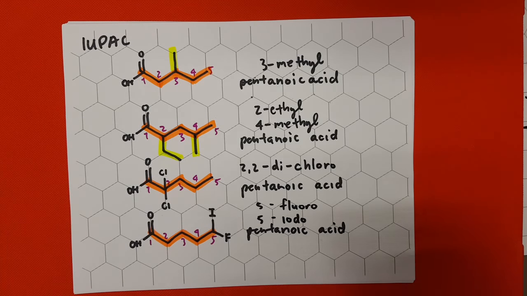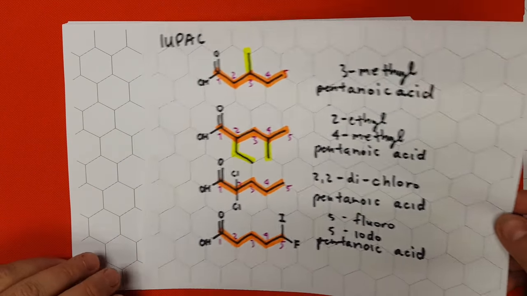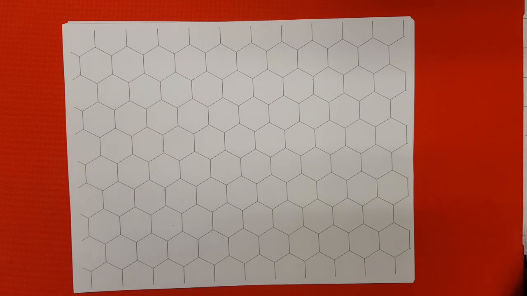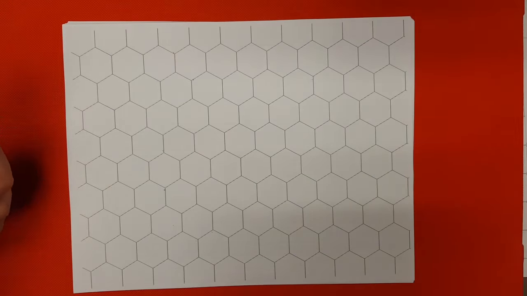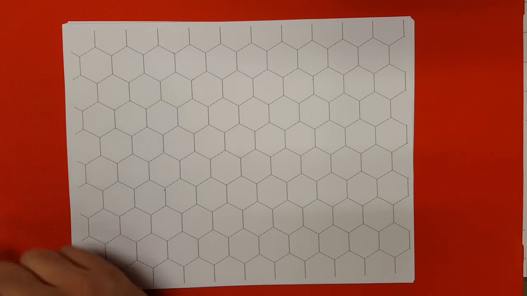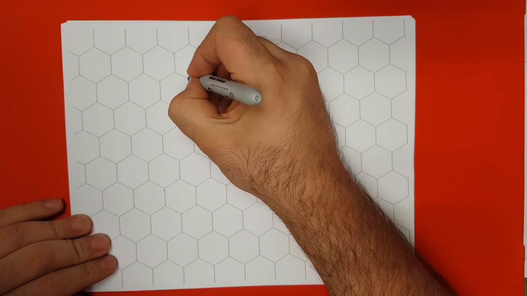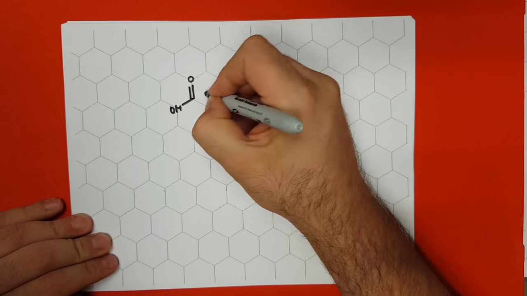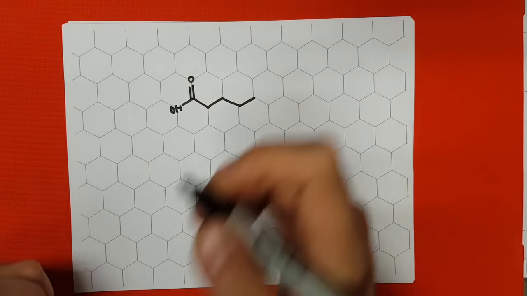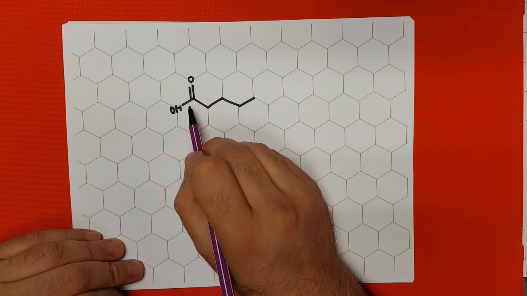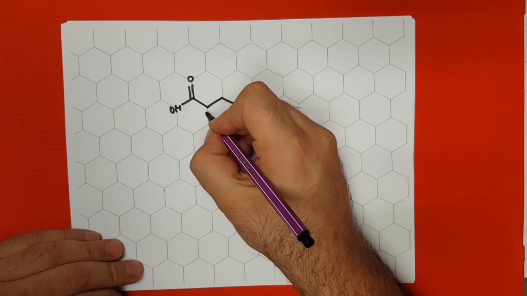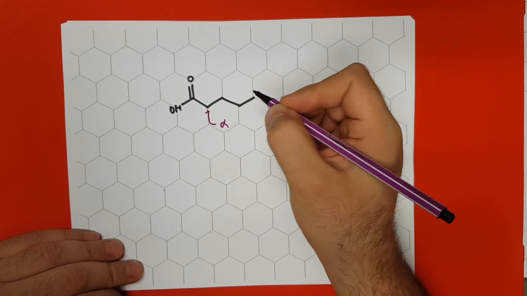Now, for the last part of this video, common names are a little bit different. Remember, we use the prefixes that we saw in the past exercise, formic acid, propionic. But also, when we draw the molecule, and I'm going to draw this molecule again, OH, 1, 2, 3, 4, 5, carbon number 1 does not count for this type of naming. We're going to start with number 2, which is alpha.